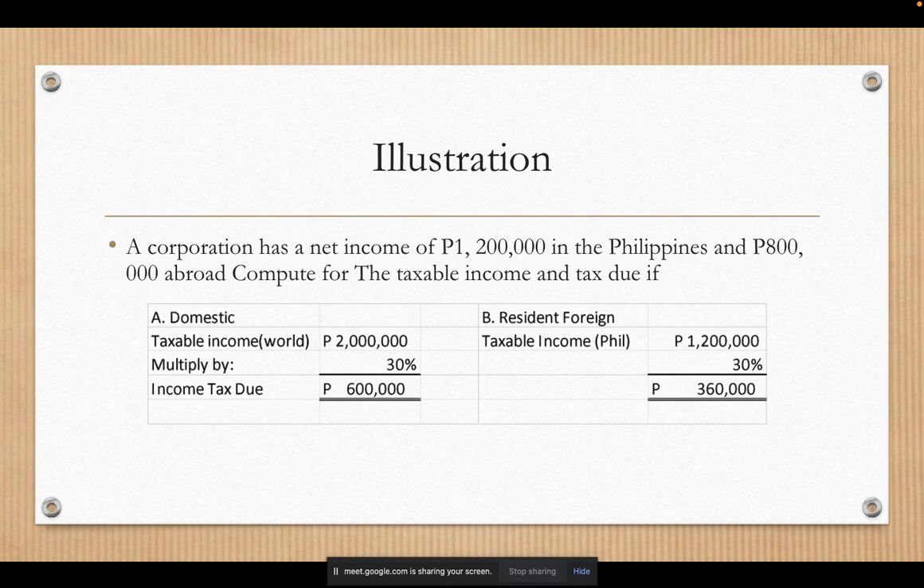Wala ring qualifications. So, under this illustration, under the CREATE law, makikita mo ang magiging tax niya is only going to be taxed on the 1.2 million kasi yun lang naman ang within the Philippines. Wala nang pakialam ang Pilipinas at hindi rin niya malalaman na meron siyang income abroad. So, 1.2 lang ang basis niya pero you will not use 30% anymore. You will use the 25% rate under the CREATE law. So if it's 25%, the tax is going to be 300,000. Okay?